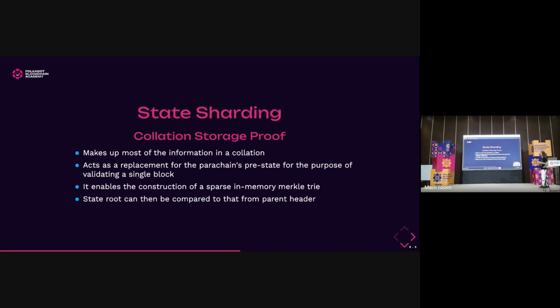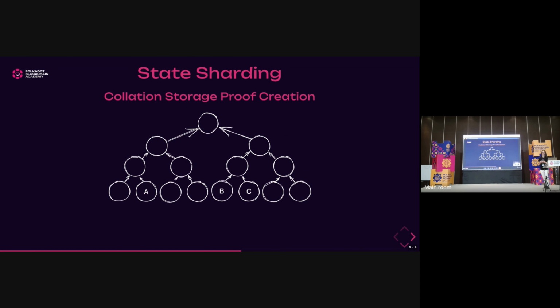And with that storage proof, we can effectively create a sparse Merkle tree of the storage. If a parachain sent to us ABC elements, let's say this is Alice's account, Bob's account, and Charlie's account, and there are some balances being exchanged between them, we don't care what the other elements are. And remember, the relay chain has the root.